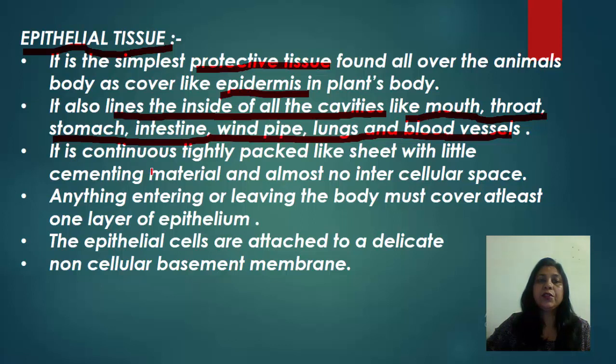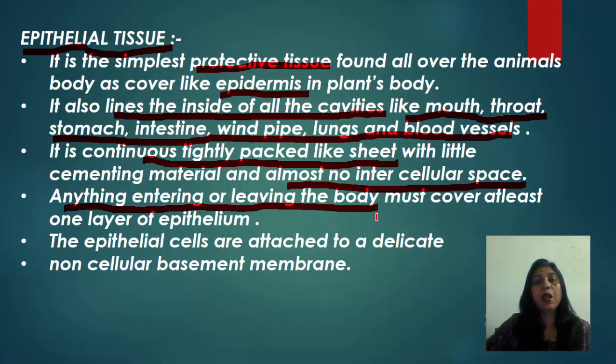Third, it is continuously tightly packed like a sheet, with little cementing material and almost no intercellular space. Means intercellular space is absent in this epithelial tissue. The cells are arranged back to back. Now anything entering or leaving the body must cover at least one layer of epithelium. At least one layer of this epithelial tissue is present all over the body of an animal.